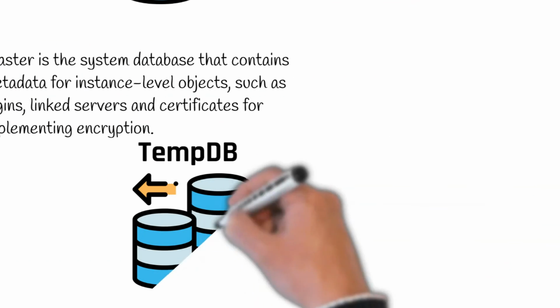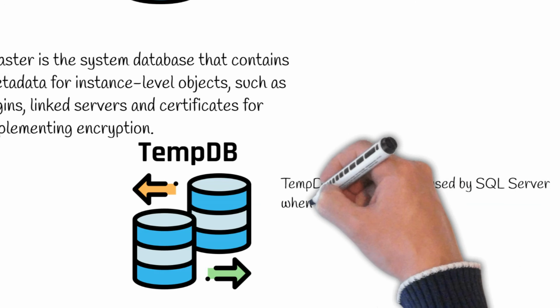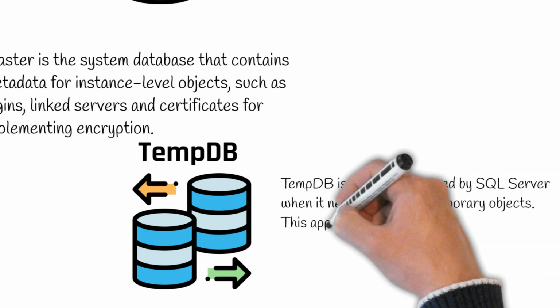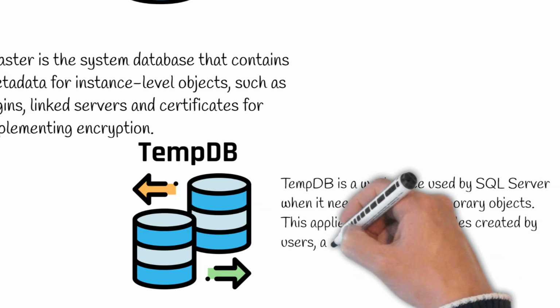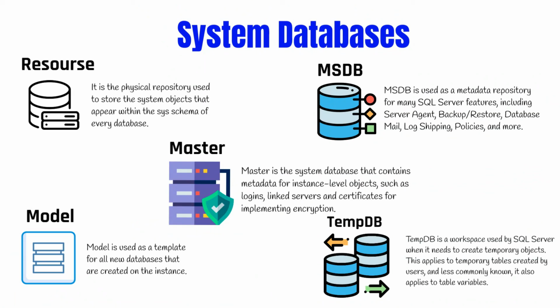And last but not least, you have the TEMPDB. TEMPDB is a workspace used by SQL Server when it needs to create temporary objects. This applies to temporary tables created by users and also table variables. The TEMPDB is also used for spooling and sorting data, online index operations, triggers, and even running the DBCC command. Because the TEMPDB is responsible for so many tasks in high volume instances, it's likely to have a very high throughput. So you should spend some time to configure your TEMPDB.